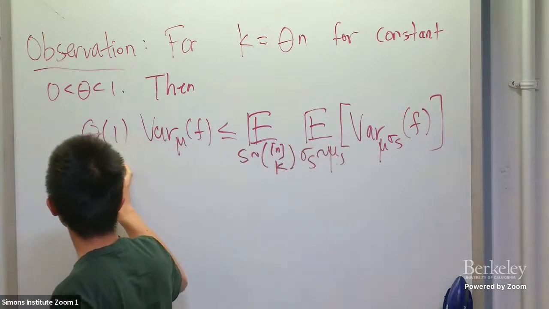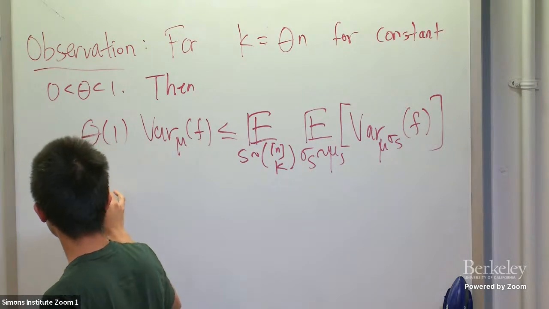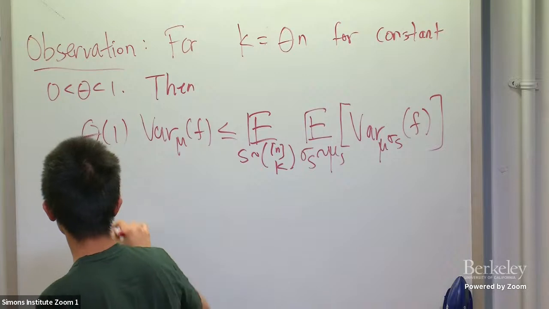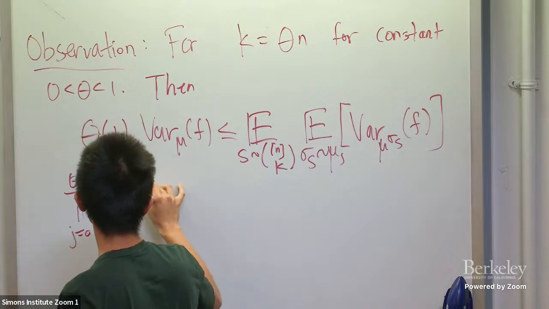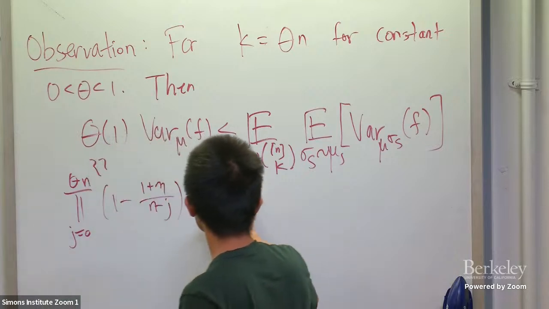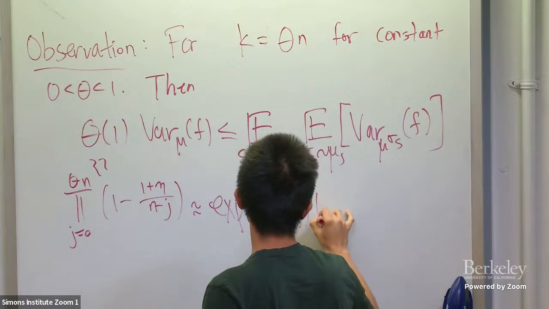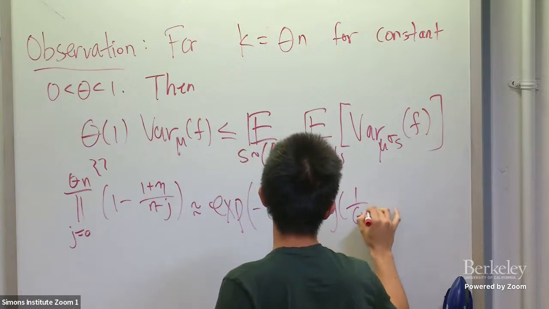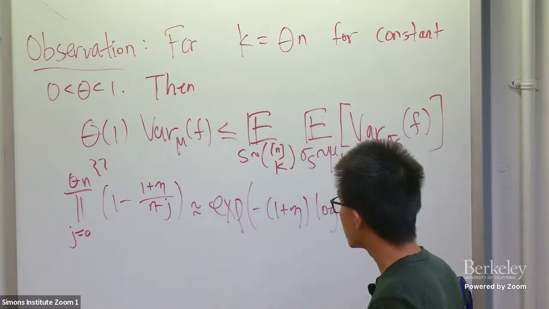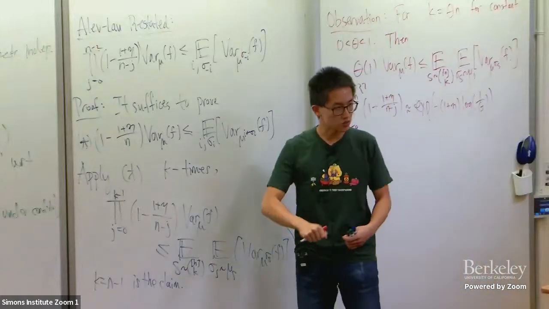It's just because if I'm looking at j all the way up to only theta n, it's approximately exponential, if you calculate it all out, of minus 1 plus theta times log of 1 over theta. So theta is a constant. If I choose theta to be a constant, then I get very good factorization. So really, things are very good at the bottom.